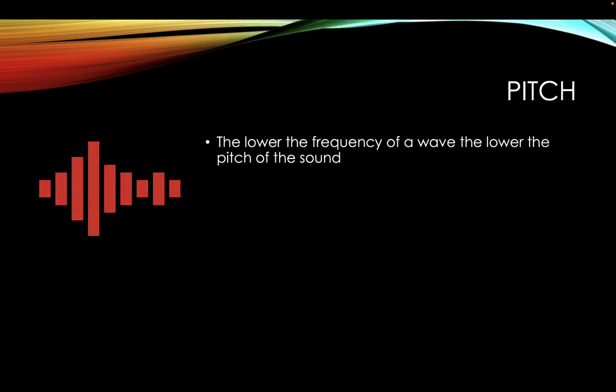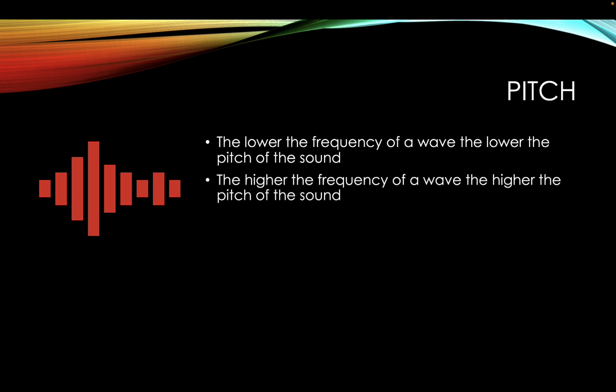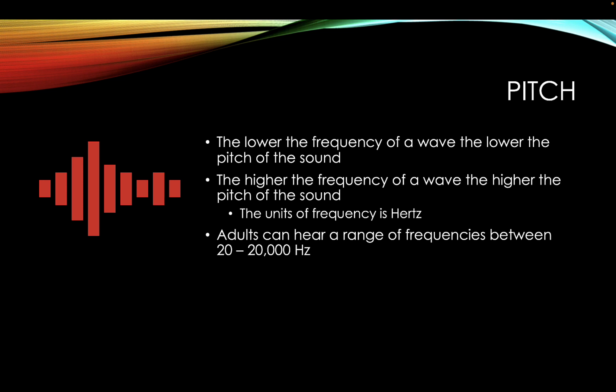The lower the frequency of a wave, the lower the pitch of the sound. The higher the frequency of a wave, the higher the pitch of the sound. When we're measuring pitch or frequency, we measure this in what is referred to as hertz. Adults can hear a range of frequencies between 20 to 20,000 hertz, whereas children can hear a greater range, between 50 to 50,000 hertz. So the older you get, the narrower your range of frequencies is going to be.